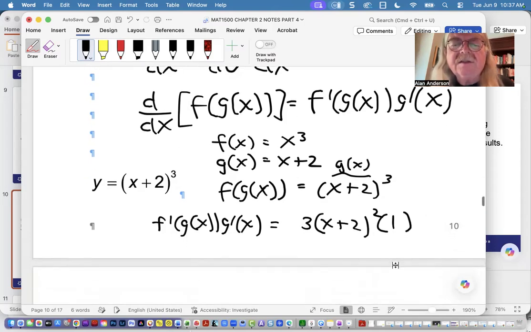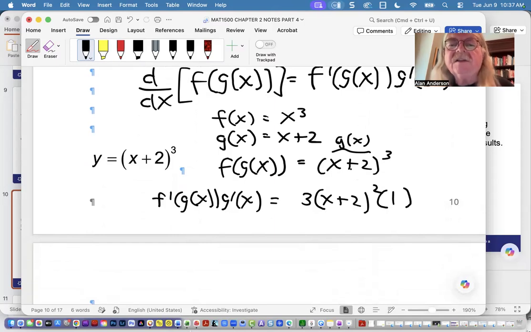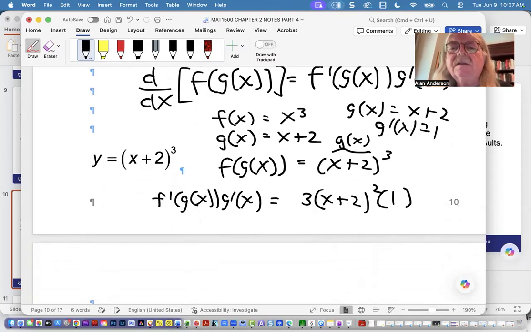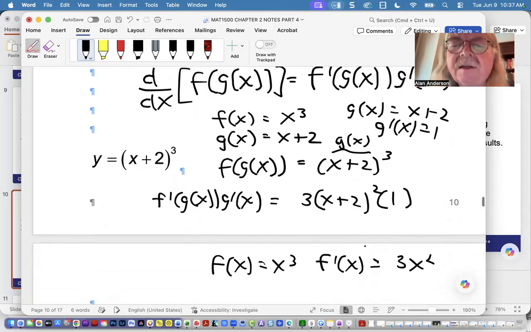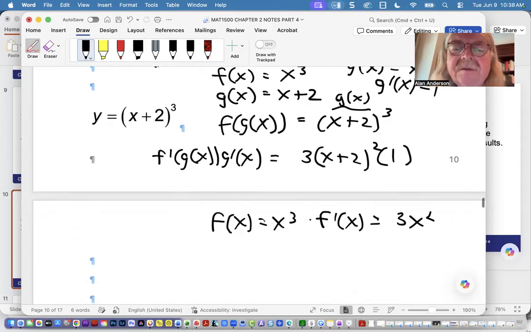And the reason for this is that if g of x is x plus 2, g prime of x is 1, and f of x is x cubed, then f prime of x is 3x squared. So you're basically combining all these terms. Now, in the book, what they'll often have you do is this. And you might find this a little bit more straightforward.